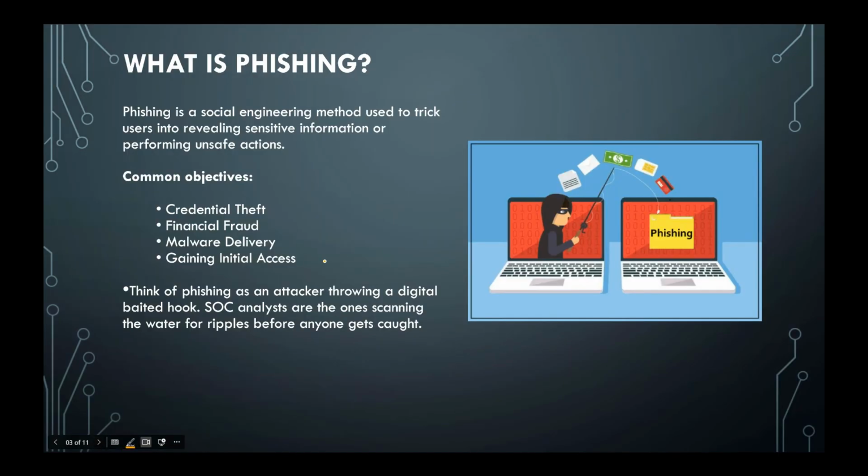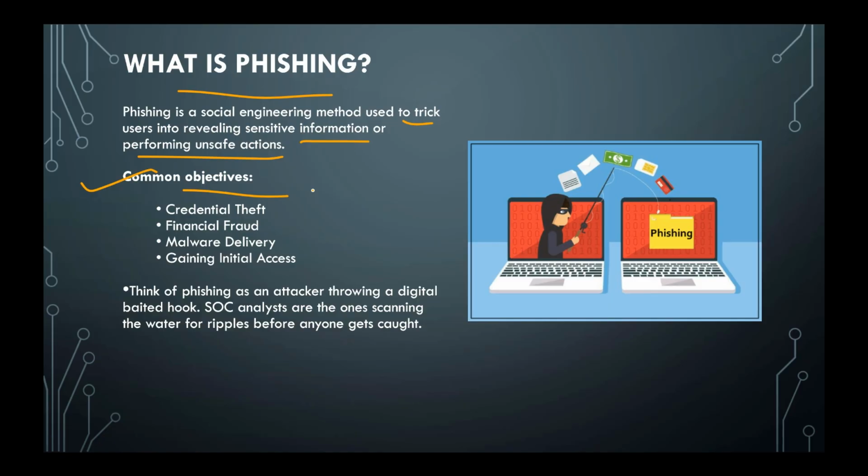All right, so what is phishing? Phishing is a social engineering method used to trick users into revealing sensitive information or performing unsafe actions. In simple terms, phishing is when attackers trick users into revealing sensitive information or making unsafe decisions, like giving your password, clicking a bad link, or downloading malware.